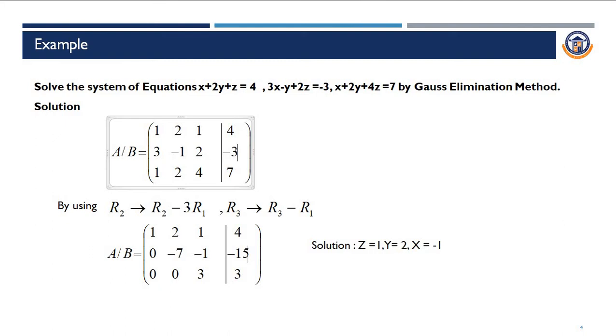If we substitute these three values in any of these equations or all the equations, they will satisfy the equation. That gives the solution of the system of equations. Therefore, it is a simpler method to find the solution of a system of equations. This Gauss elimination method is a simpler method.